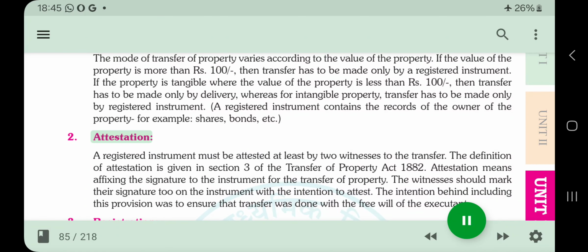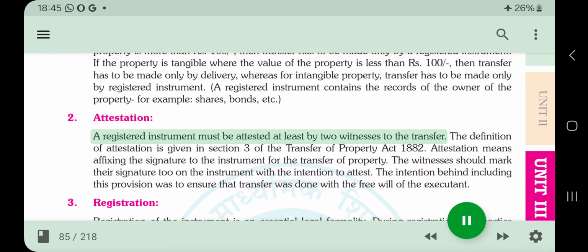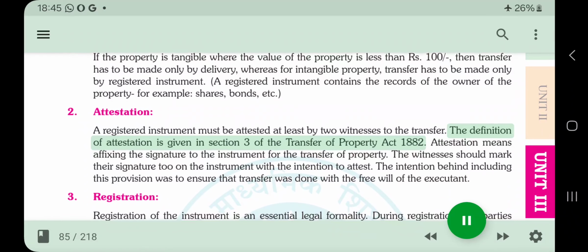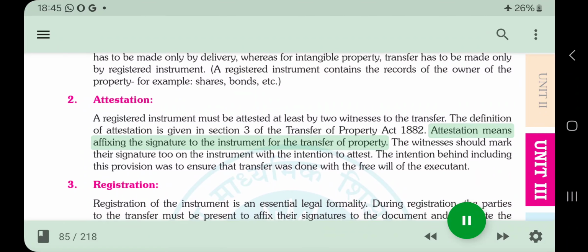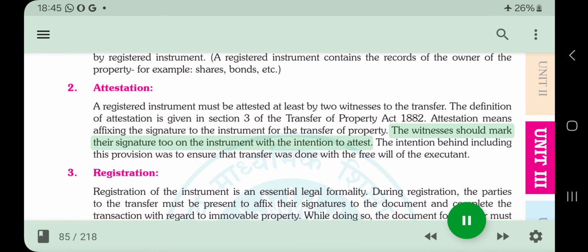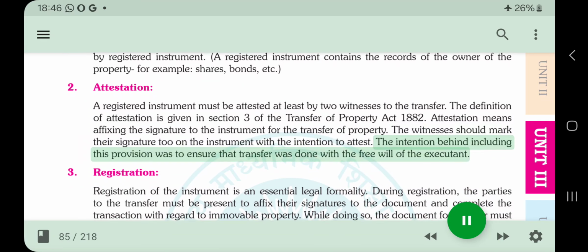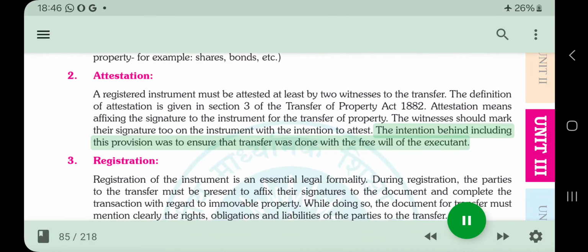2. Attestation. A registered instrument must be attested at least by 2 witnesses to the transfer. The definition of attestation is given in Section 3 of the Transfer of Property Act 1882. Attestation means affixing the signature to the instrument for the transfer of property. The witnesses should mark their signature too on the instrument with the intention to attest. The intention behind including this provision was to ensure that transfer was done with the free will of the executant.